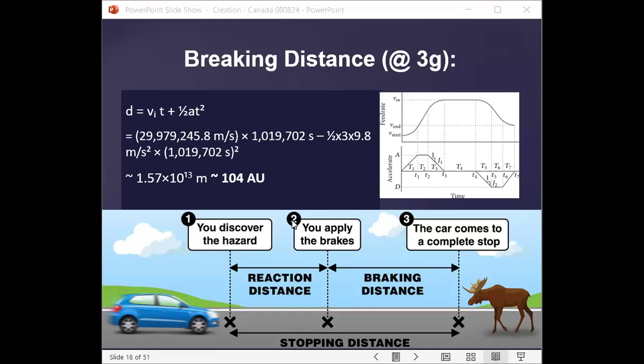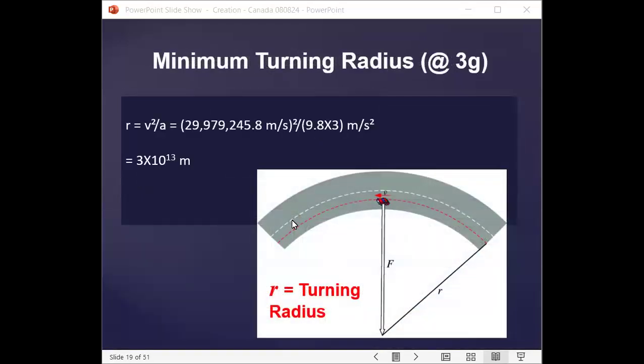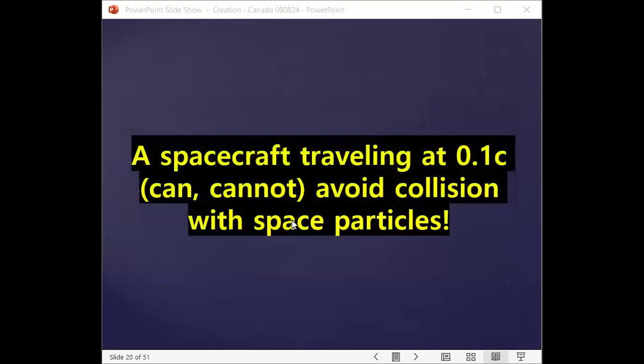Okay, what if we can just turn the spacecraft a little bit, right? To avoid any particle. So we can again calculate the minimum turning radius for the whole spacecraft under 3G. It is found that the minimum turning radius is around 200 AU this time. Again, this means that you cannot really avoid particles by turning the spacecraft. What does this all mean? A spacecraft traveling at 0.1c cannot avoid hitting space particles.